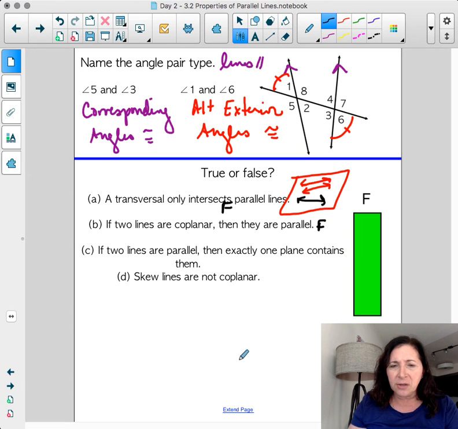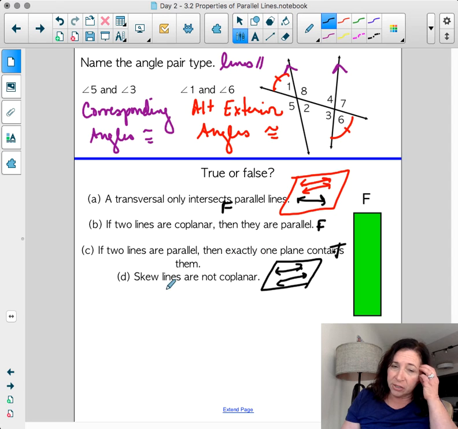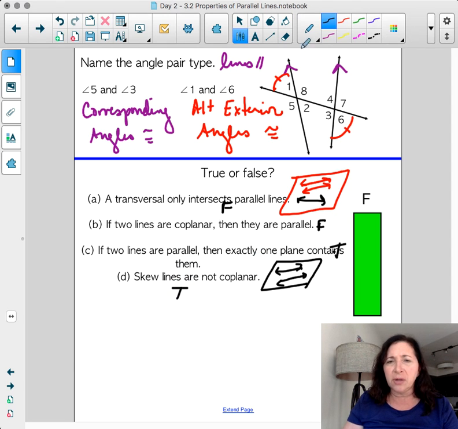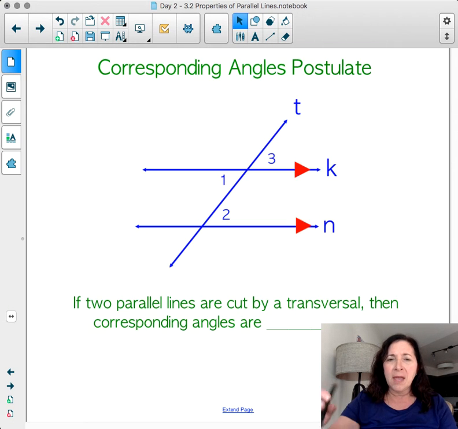If two lines are parallel, then exactly one plane contains them. Yes, lines that are parallel have to be in the same plane, so they have to be coplanar. So that would be true. And then skew lines are not coplanar. That's also true. Skew lines are in different planes. So we have that. Okay, cool.